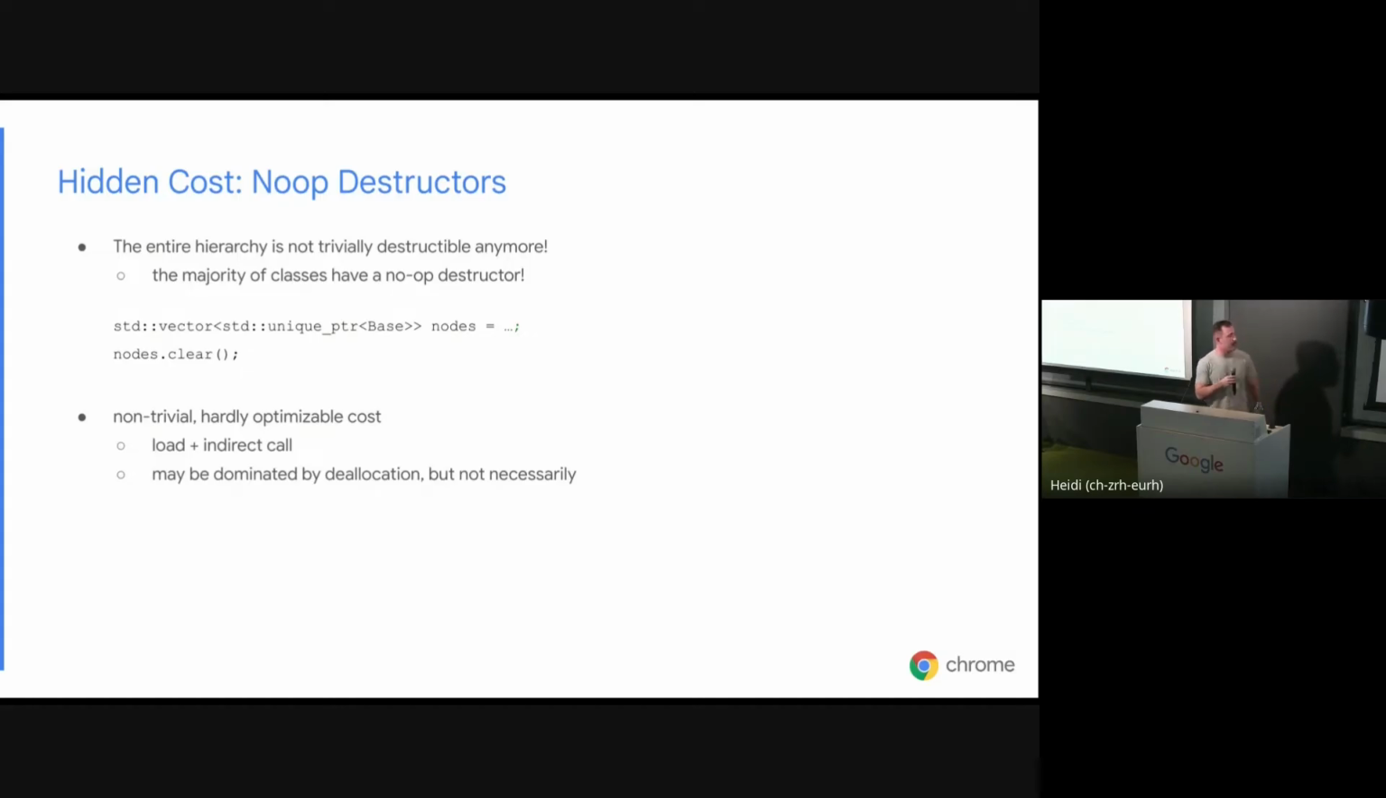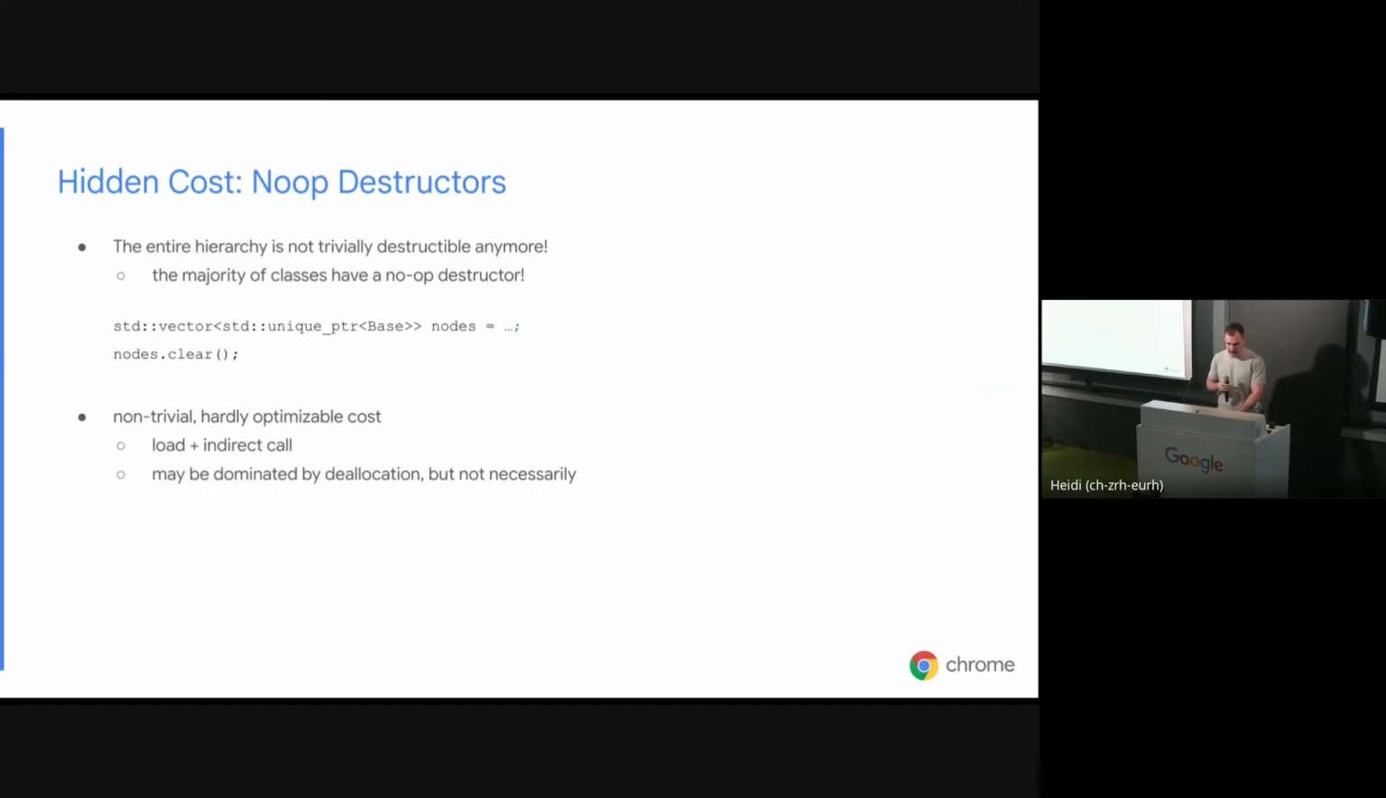For example, if you have to clear a vector of such nodes, you would have to deallocate the objects and also call no-op destructors multiple times. We have actually seen this in the flame graph as well. I would say that this cost is non-trivial and hardly optimizable. Some can argue that it can be dominated by the allocation, but not necessarily, right? If you have a fast allocator based on a free list, for example, the allocation would be just two memory stores, and on top of it you would have a lot of virtual table lookups plus indirect calls, which the compiler cannot optimize even with PGO.